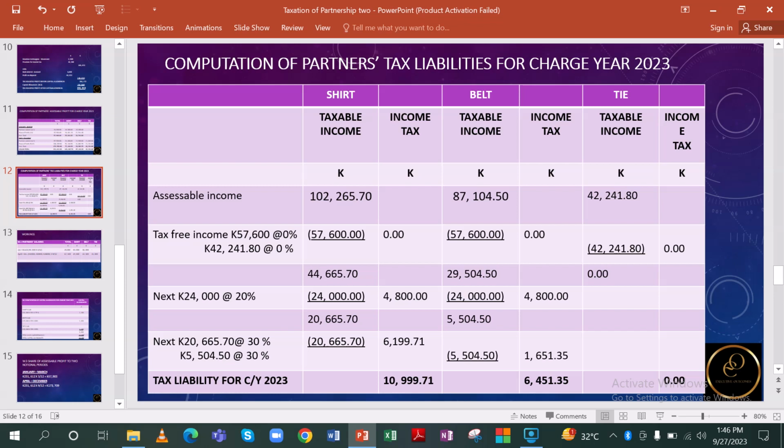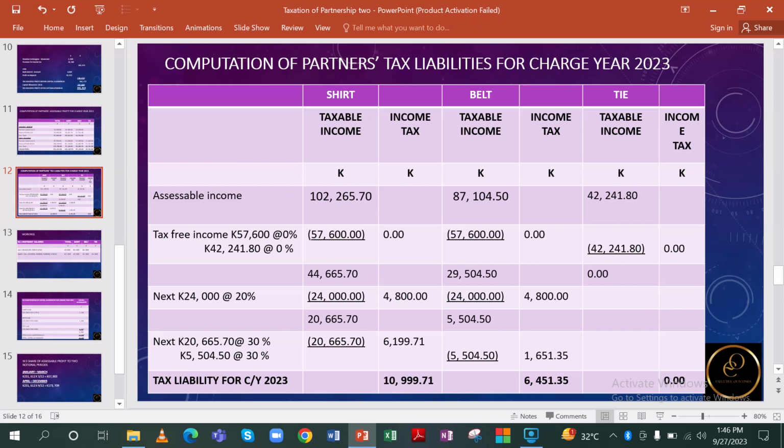Now, in the charge year 2023, the Zambian government, through the Revenue Authority, published in the ZRA practice note that the tax-free income threshold has increased. It has increased from the previous amount to the current 57,600. So the 57,600 is an amount which a taxpayer during the charge year 2023 will not be required to pay tax on, or will be charged 0% on the first layer of his income. So that applies for these taxpayers, Shet, Belt, and Ty.